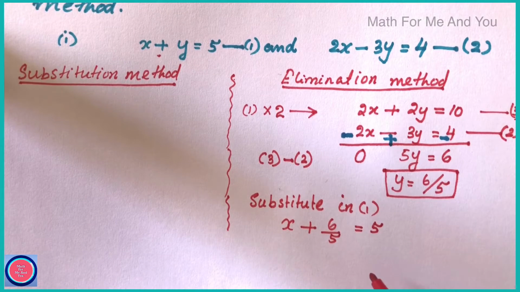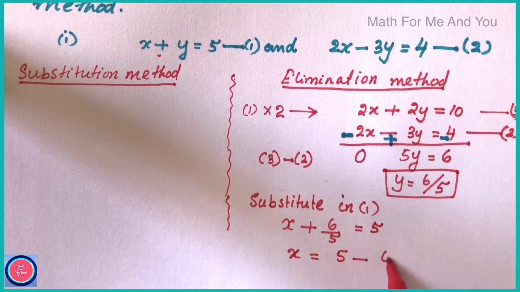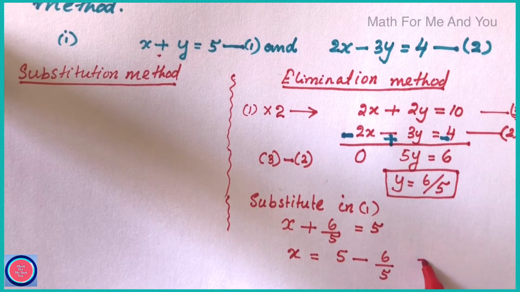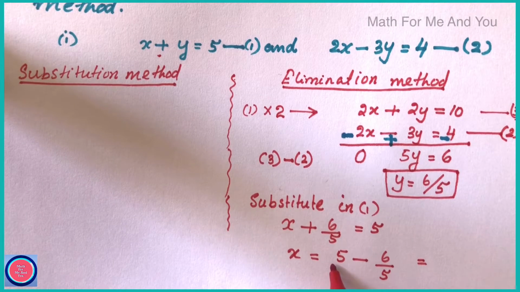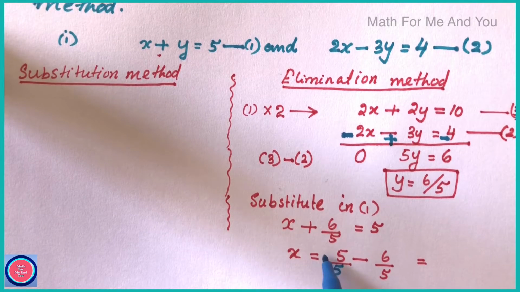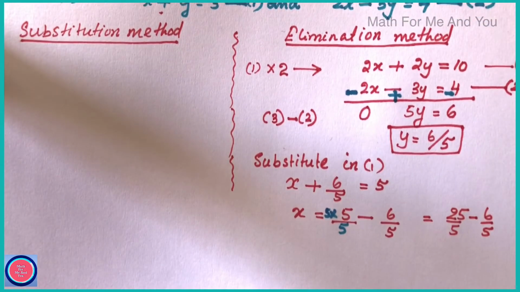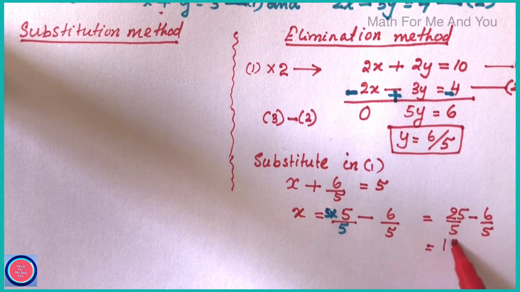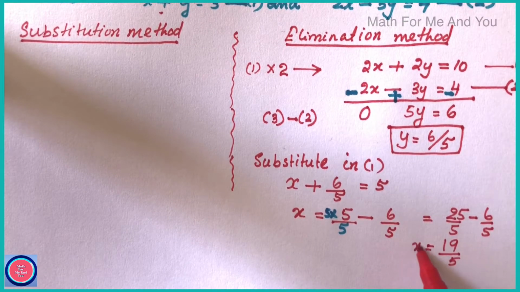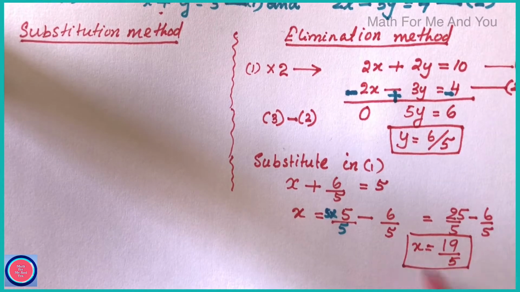Move the number to the right side and find the value of x. x is equal to 5 minus 6 over 5. We can take 5 also with the same denominator 5. For that, multiply the numerator and denominator by the number 5. So the first term becomes 5 times 5, 25 in the numerator over 5, minus 6 over 5. Same denominator you could see. Now we can do subtraction. 25 minus 6, how much? It is 19. What is the denominator? 5. So x is equal to 19 over 5. This is elimination method.